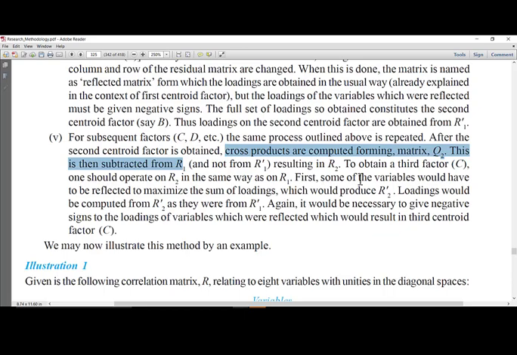First, the signs of the variables would have to be reflected. Reflected means those minus signs converted to plus signs, to maximize the sum of loadings, which would produce R2 dash. Loadings would be computed from R2 dash as they were from R1 dash. Again, it would be necessary to give negative signs to the loadings of variables which were reflected, which would result in third centroid factor C.